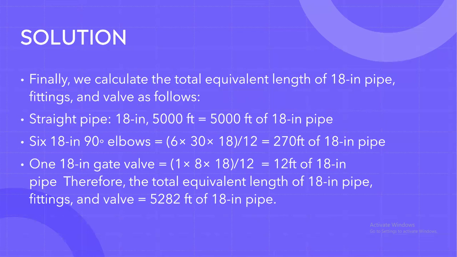Finally, we calculate the total equivalent length of 18-inch pipe, fittings and valves as follows. Straight pipe, 18-inch, 5,000 feet is 5,000 feet of 18-inch pipe. 6 18-inch 90 degrees elbows. The L/D ratio is 30. We get 135 feet of 18-inch pipe. 1 18-inch gate valve, so its L/D ratio is 8. You get 12 feet of 18-inch pipe. Therefore, the total equivalent length of 18-inch pipe, fittings and valves is 5,282 feet of 18-inch pipe.